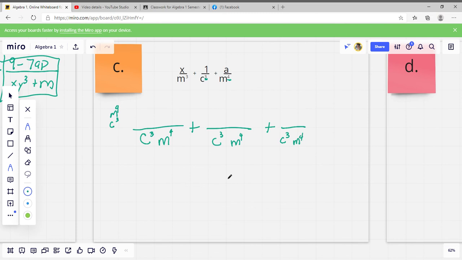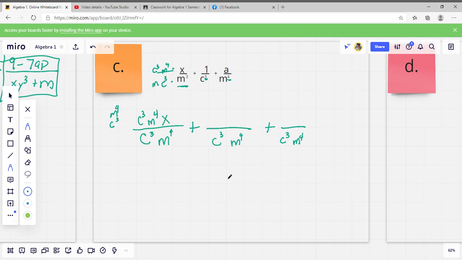Okay, so for this first term, I have x over m to the third. So I'm going to need one more m, and I don't have any c's in there. So I'm going to need my c to the third. All right, so I have to multiply the top times the same thing. So c to the third, m to the fourth times x. So we would just say c to the third, m to the fourth, x.